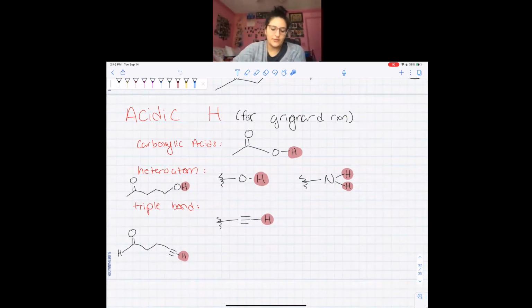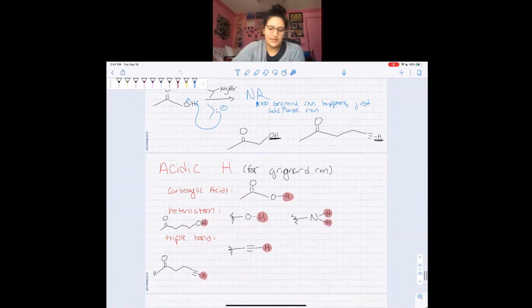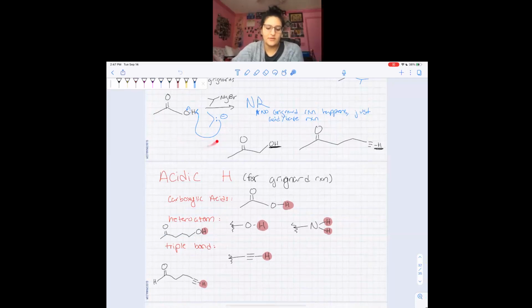So there are 3 specific conditions. We can either have a carboxylic acid, a heteroatom, or a triple bond. If you have something that looks like this, or this, in the actual Grignard reaction, it's not going to happen. It's just going to be an acid-base chemistry reaction, just like I have drawn here. So it'll just steal the hydrogen.